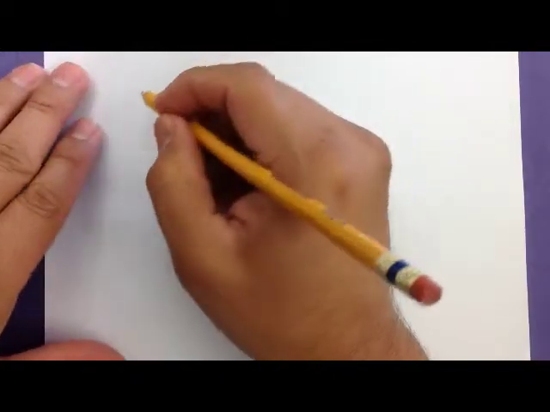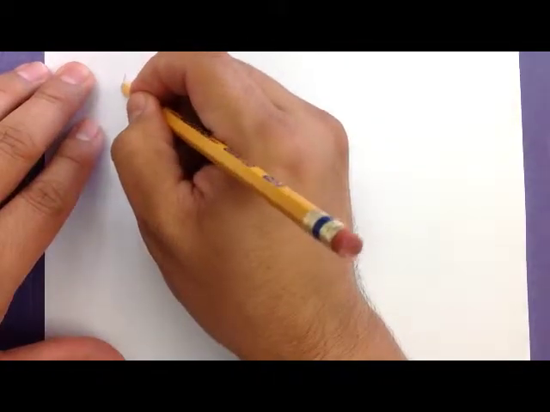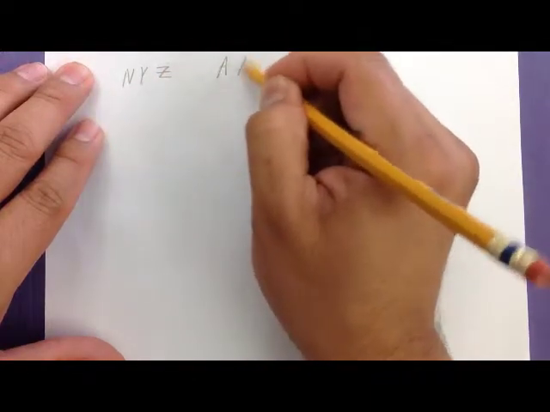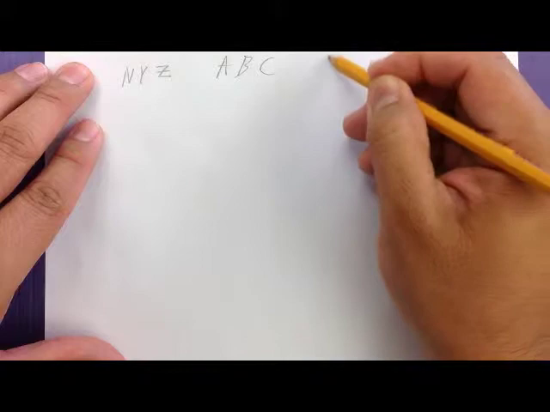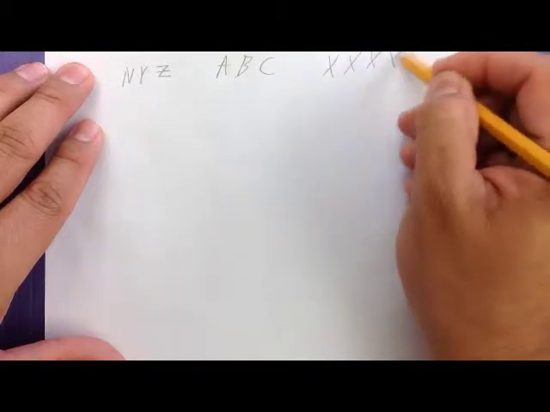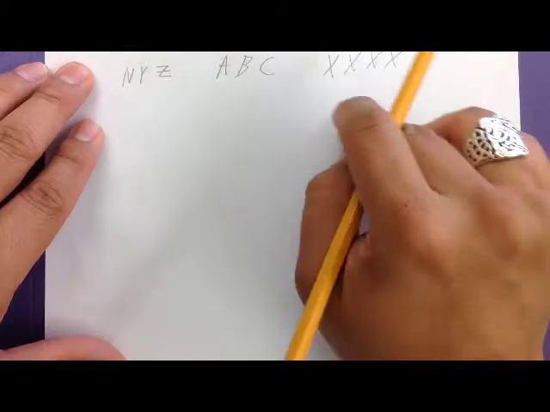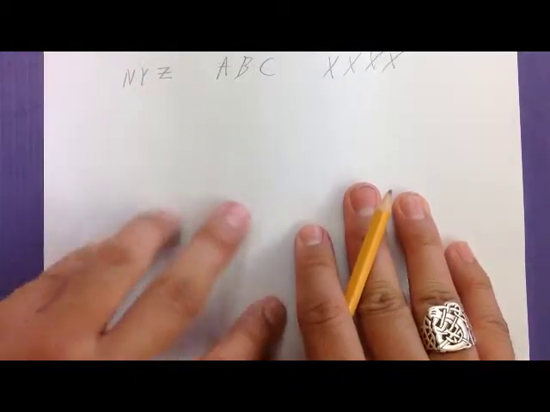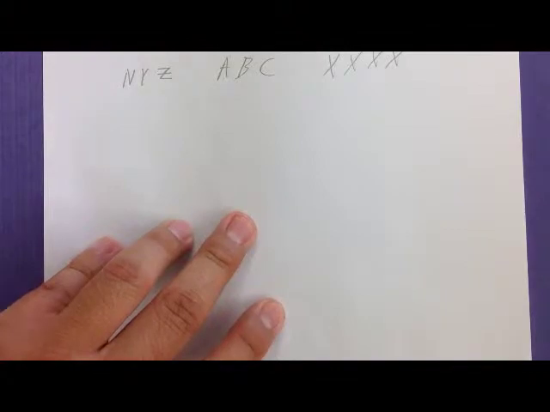So first things first, we have to think about that form: NYZ, ABC, and then 4 X's. Hopefully everyone can see that. Yeah, everyone can.